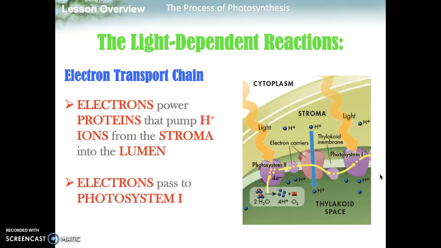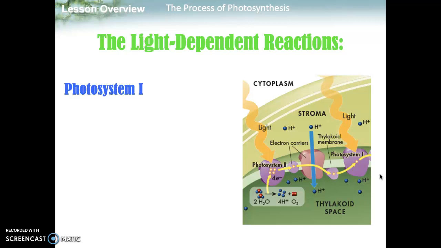After these electrons give up their energy to move the hydrogen ions across the membrane, they then move on and will be reused in Photosystem 1. So we had Photosystem 2, we break apart the water, we get some high energy electrons, some hydrogen ions, and give off oxygen. The electrons are used to power the protein pumps in the electron transport chain to move the hydrogen ions inside the thylakoids, and then those electrons pass on to Photosystem 1. So let's move on then to Photosystem 1.